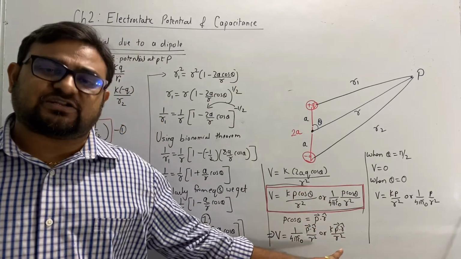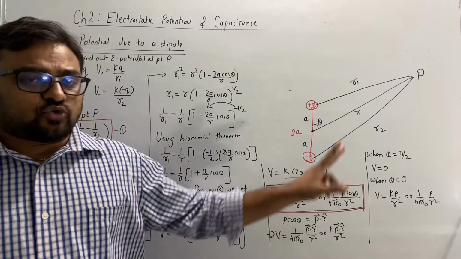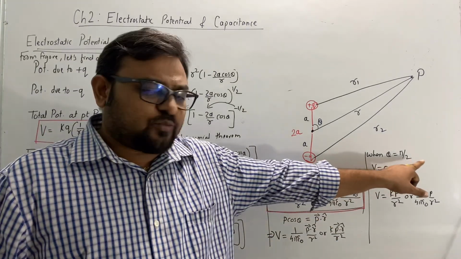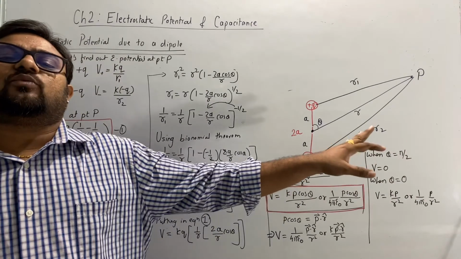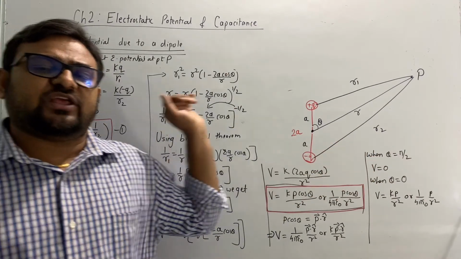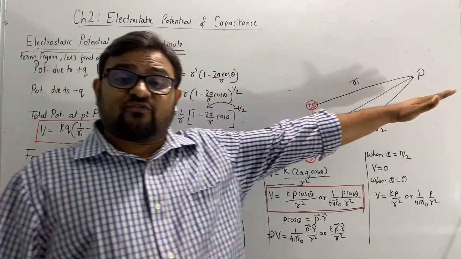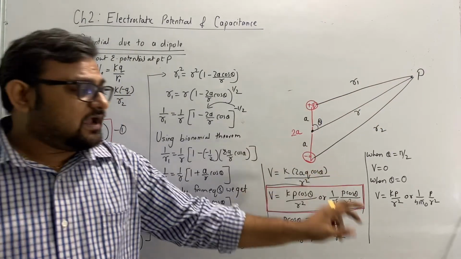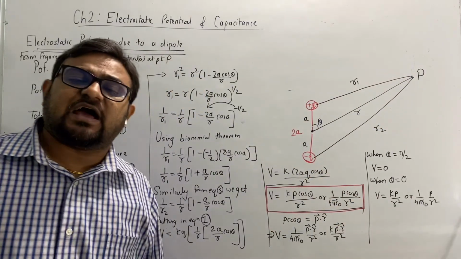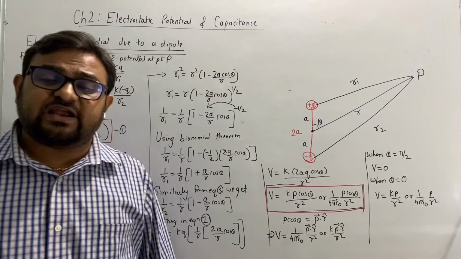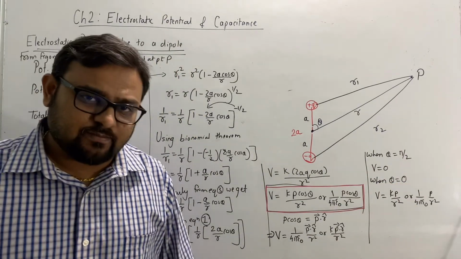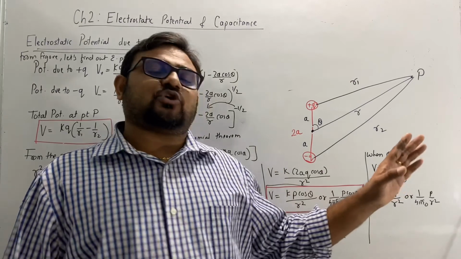Now two cases. Case one, when theta equal to pi by 2, the potential will be equal to 0. Means at any point on the equator of an electric dipole, the potential is 0. And at any point on the axis of an electric dipole, when theta is 0 or 180, it will be maximum. Means minus kp by r square or plus kp by r square. Okay, so note down this topic.